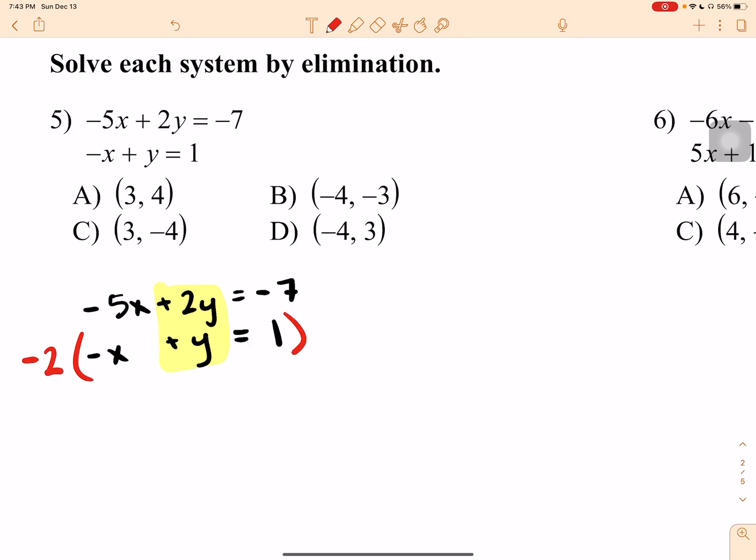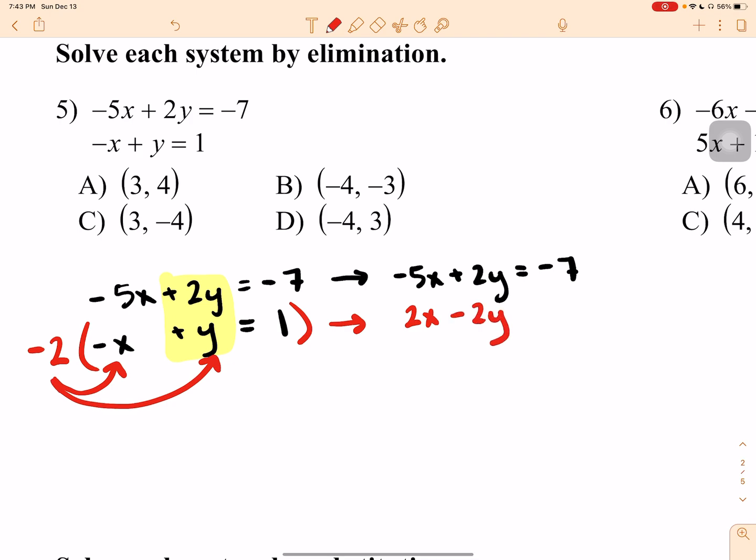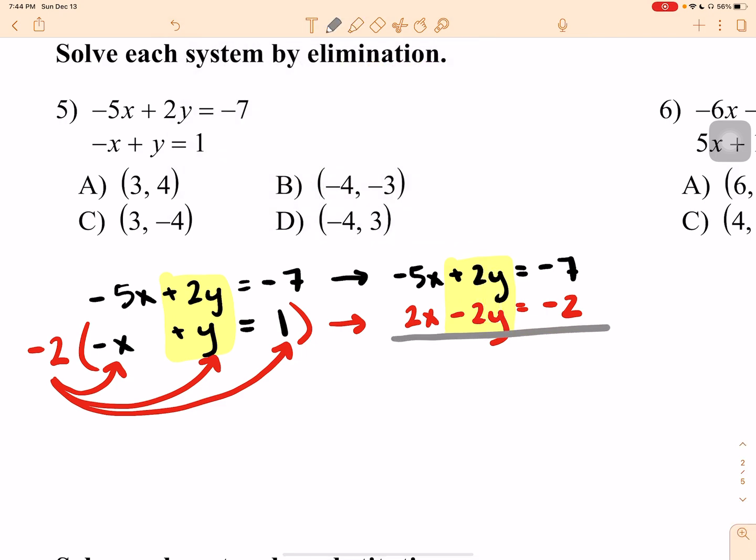Multiply those by -2. So I'm going to rewrite over here, I'm just going to rewrite this one, -5x plus 2y equals -7. And then now I'm going to distribute -2, so this would be 2x. -2 to here would be -2y. -2 to here would be equals -2. Okay, so now I'm going to go ahead and work through the process of eliminating, and I can see right here I'm going to eliminate those two. All right, so process of eliminating is basically just combining straight down once you set up something to be eliminated. So these cancel out.